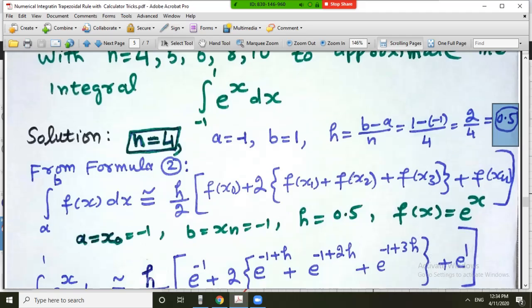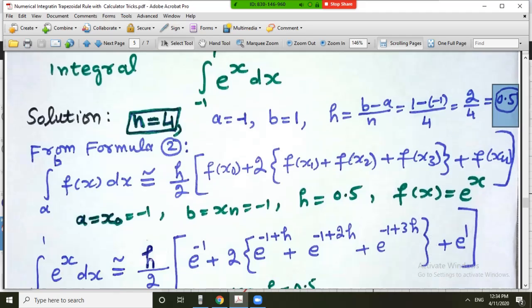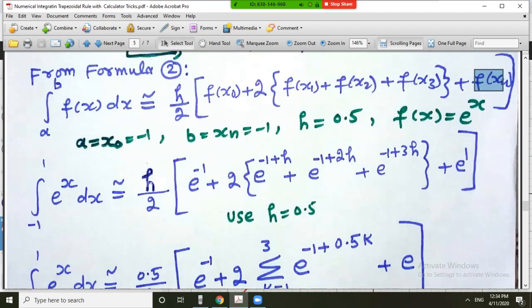The general formula for composite trapezoidal rule becomes h by 2 times f of x naught plus 2 times f of x1, f of x2, f of x3 plus this one. If we use the values x naught equal to minus 1, xn is equal to plus 1. Sorry, this is not minus 1, this is plus 1. This is just a writing mistake. So here it is true. h is equal to 0.5, f of x is equal to e power x.